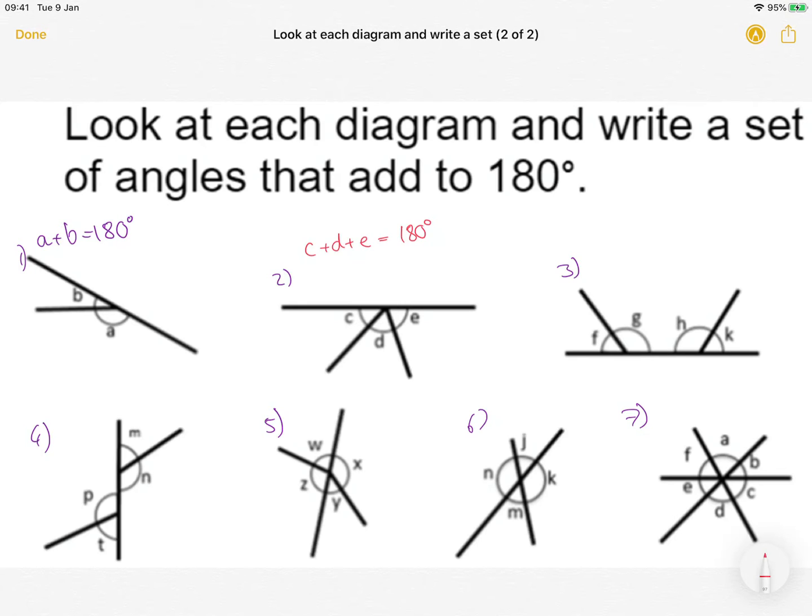So question 3, marking whatever you've done in red pen, I can say F plus G equals 180 degrees, because they're adjacent on a straight line at a point. And H plus K equals 180 degrees.